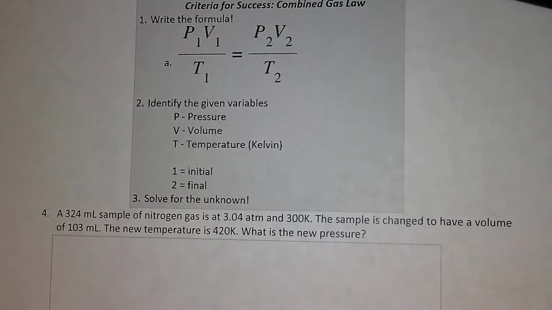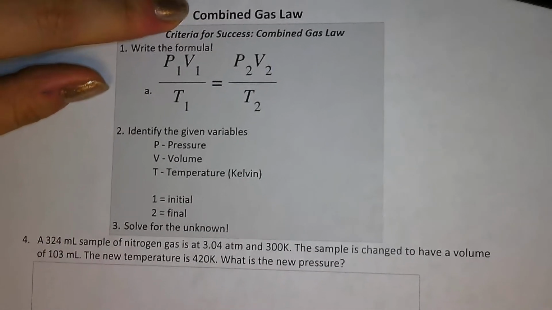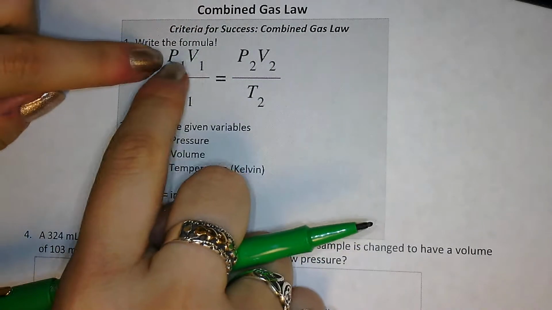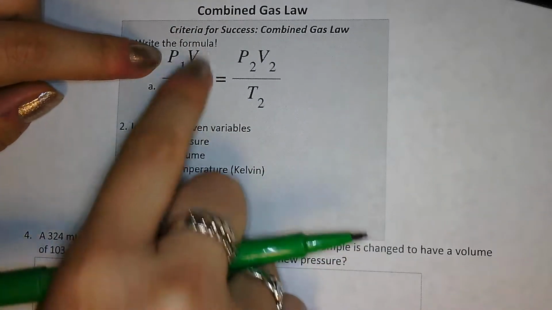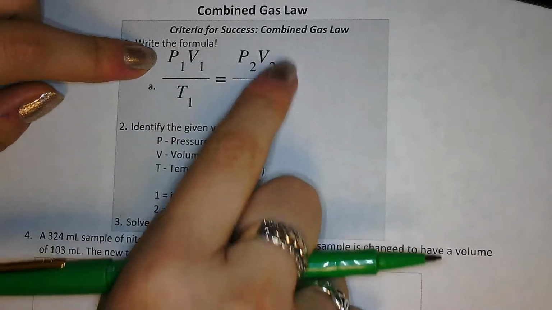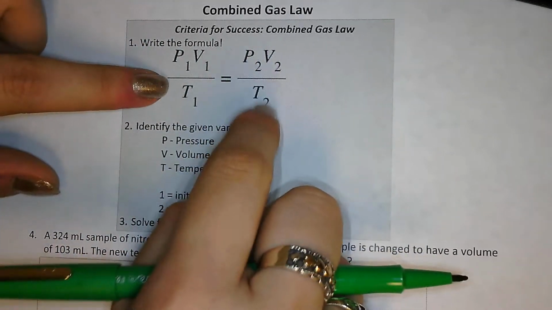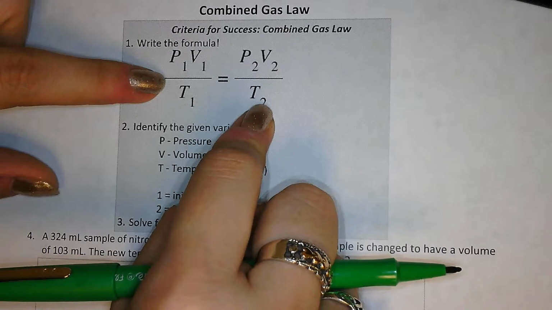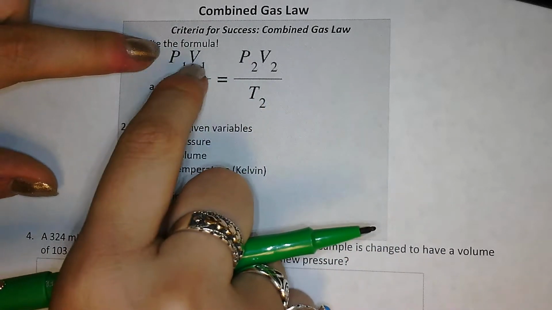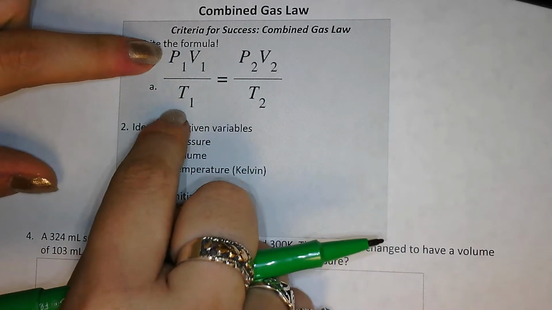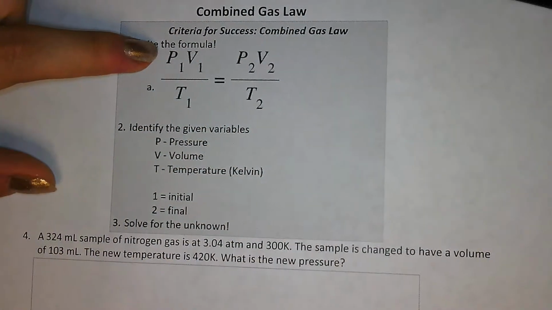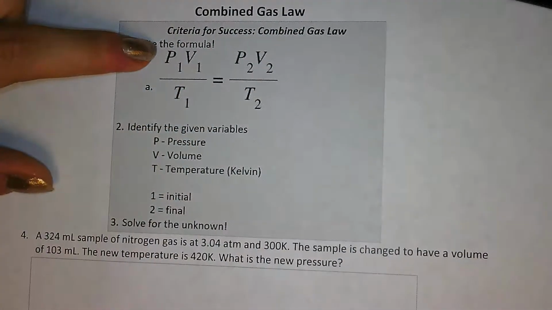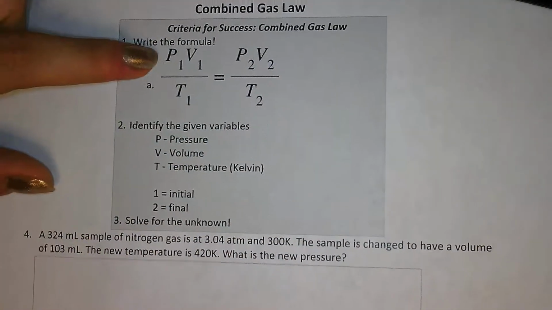Next up, we've got the combined gas law. This law looks like this, where you are comparing pressure, volume, and temperature of your initial numbers and your final numbers. You know that you have to use this equation when you are given all of this information of pressure, volume, and temperature, and none of them are constant. So all of them change, and you usually have to solve for just one.